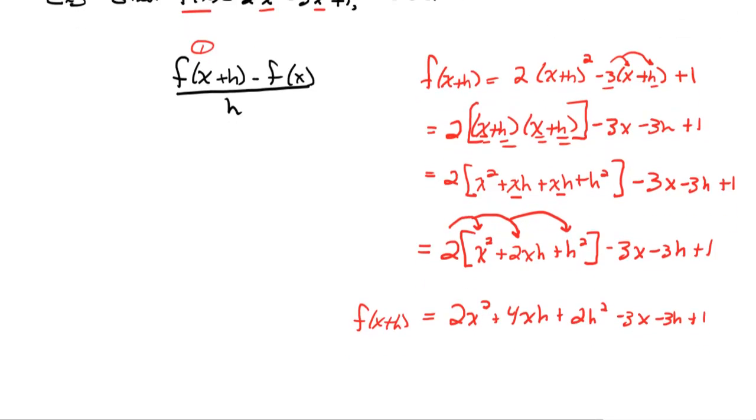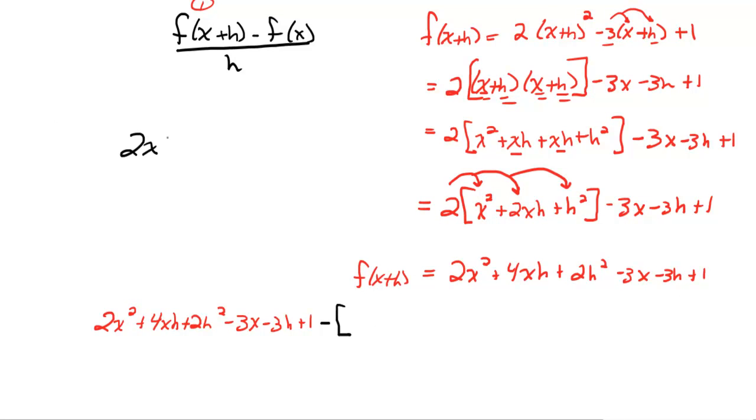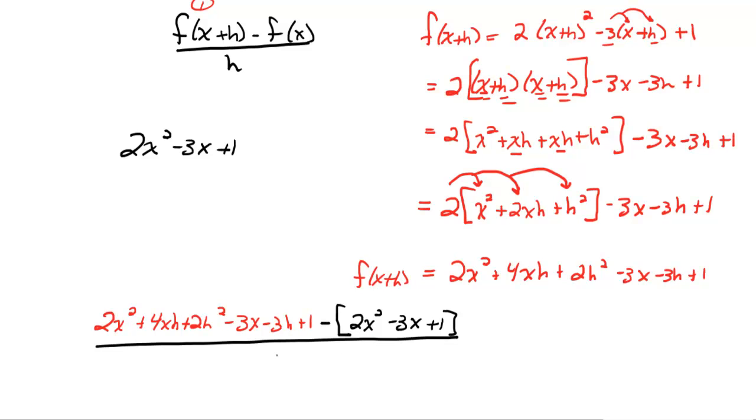So now let's go ahead and apply our difference quotient. So we're going to have 2x squared plus 4xh plus 2h squared minus 3x minus 3h plus 1. I'm going to subtract my original function, which was, I believe, 2x squared minus 3x plus 1. So we're going to subtract off 2x squared minus 3x plus 1. And remember, our first hint is that that guy should cancel out. So when we distribute that negative, we should expect f of x, my original function f of x, to cancel out.